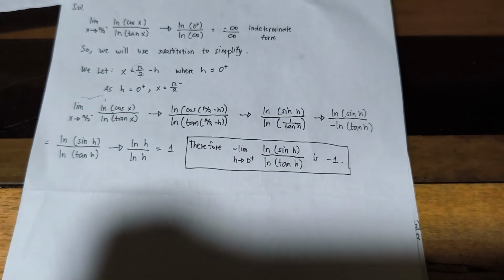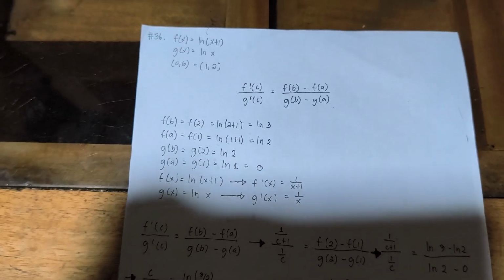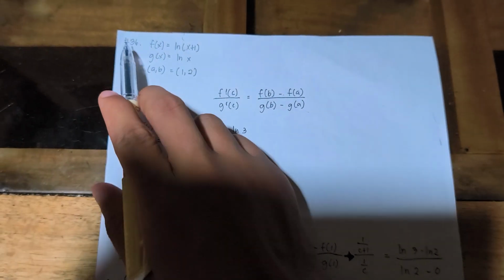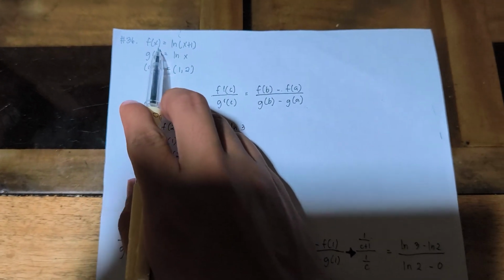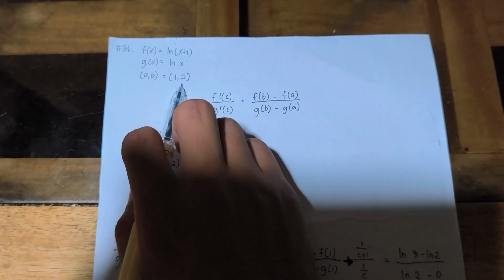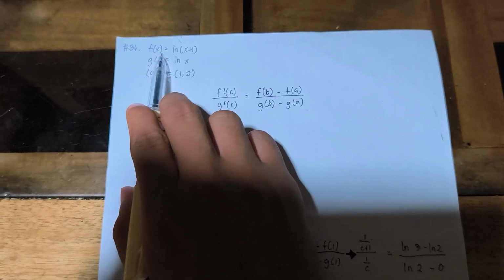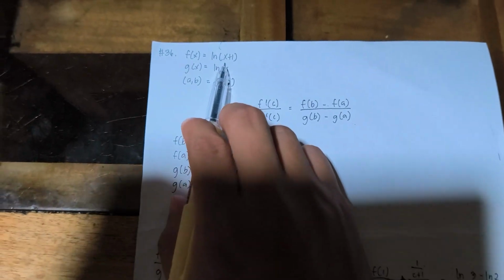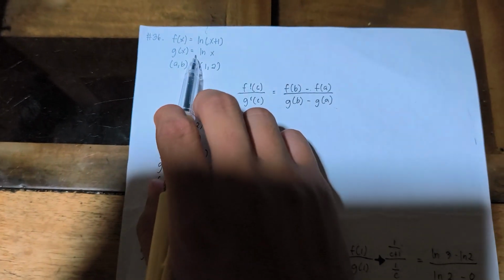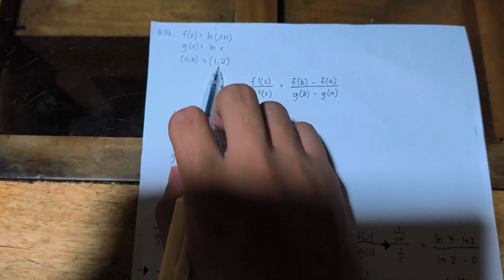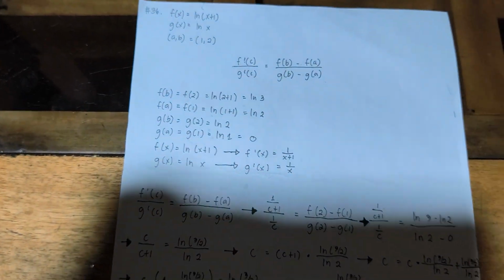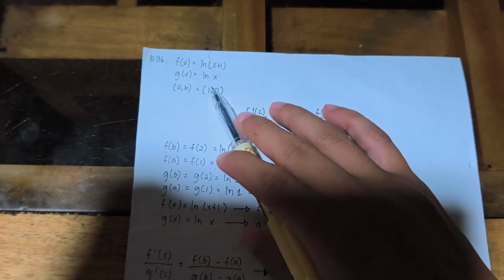So we have the last item, number 36. We have two functions and the interval, where f of x is equal to ln of x plus 1, and g of x is equal to ln x, and the interval is 1 to 2.